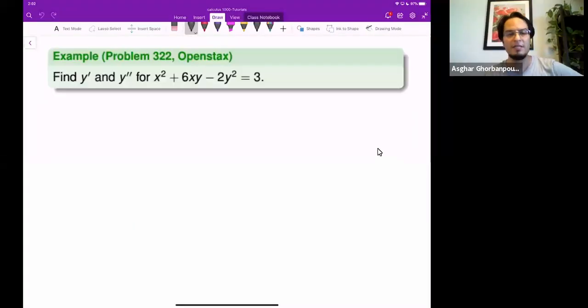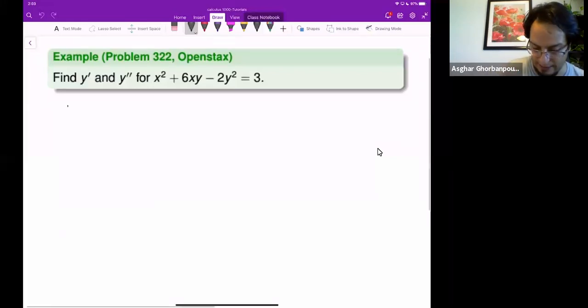The question asks for the first and the second derivative of y when y is implicitly defined as a function of x through this equation. So the first thing you have to see right away is that you don't need to solve it for y. Don't make that mistake. Well, sometimes it will work, but don't make that mistake. You don't need to make it explicitly defined. You can use implicit differentiation.